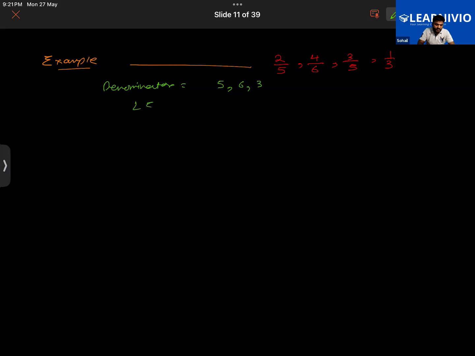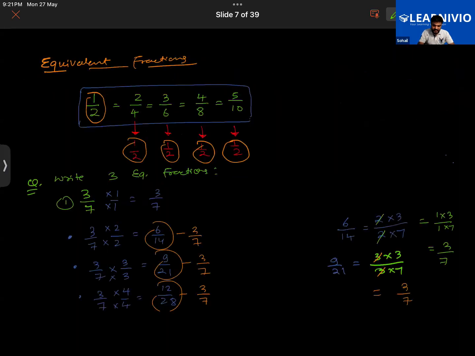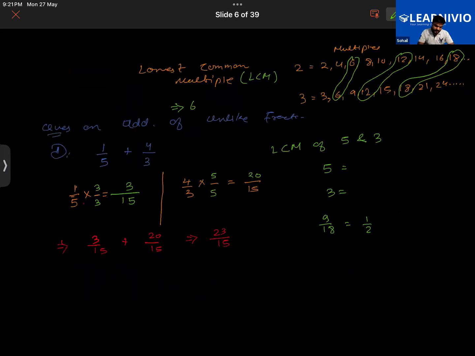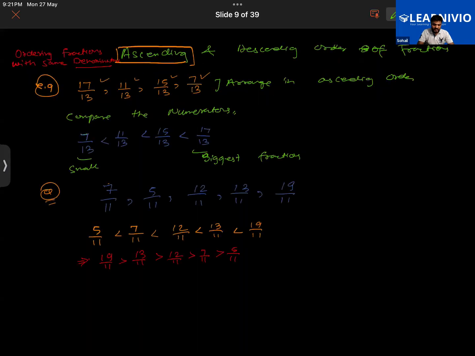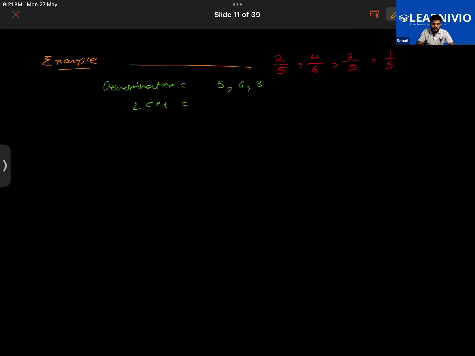So thereby, you are going to find their LCM, just like you did in the case of unlike fractions. Remember? The same procedure has to be applied in this case also. So do tell me what would be the LCM of 5, 6, and 3. 5 ones are 5.